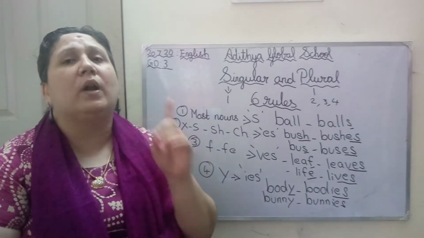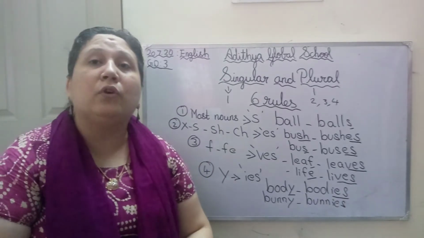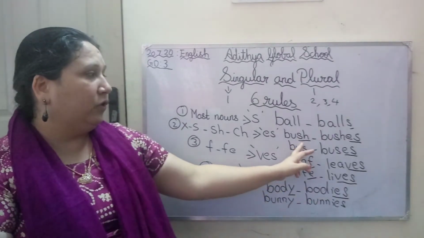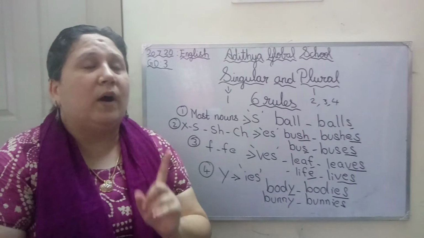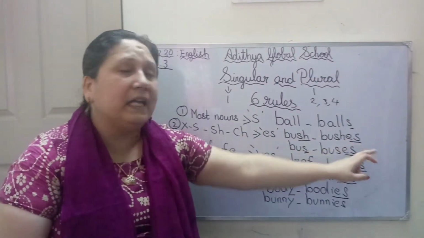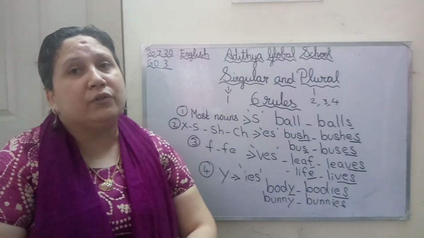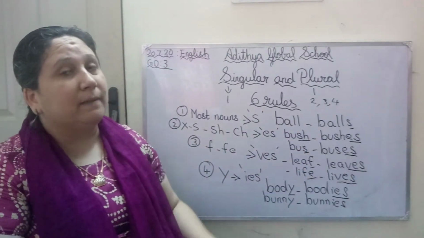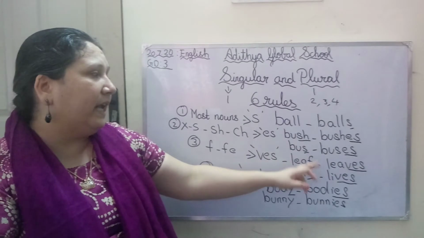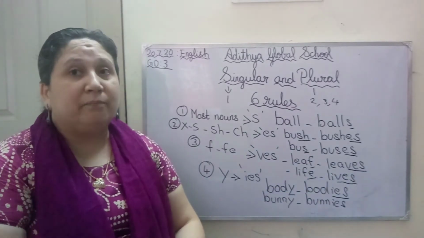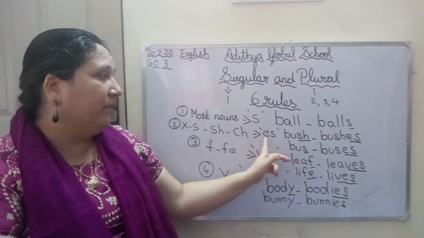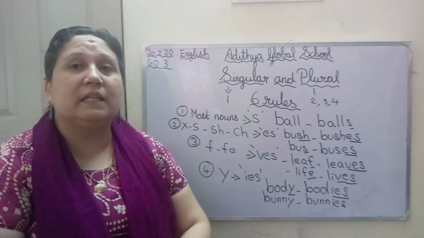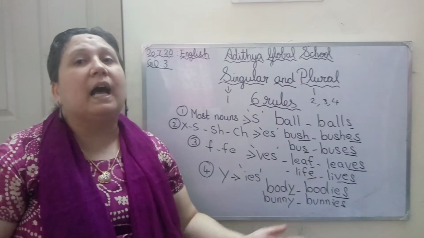So we added ES to make it the plural form. So bush means only one bush. I know you know very well what is a bush because we learnt in Mala's lesson, right? Yes, so bush means it is only one bush. When we add ES, it becomes the plural form, which means lots of bushes are there. Then bus. You don't know what's a bus? So see the word ending with S? Yes. So bus means only one. And when we add this ES, it becomes buses. Buses means more buses are there.